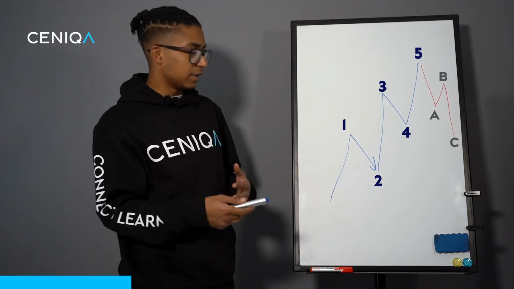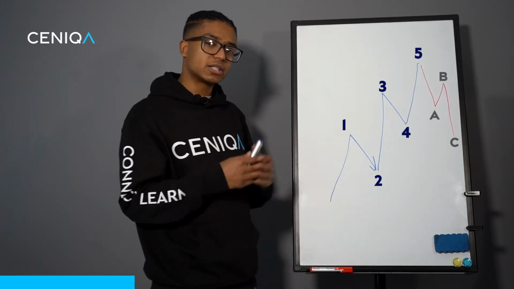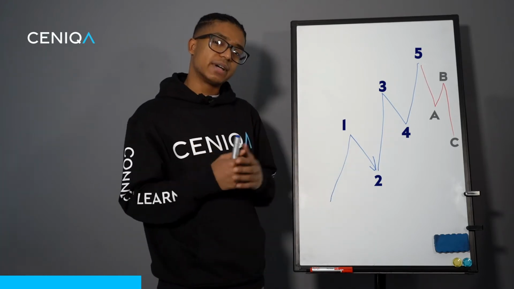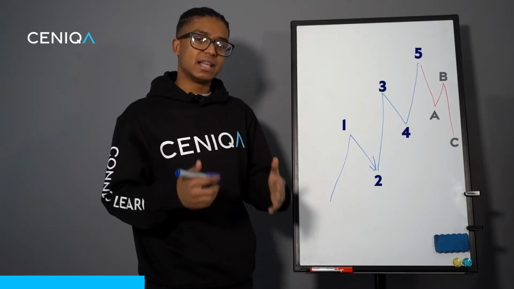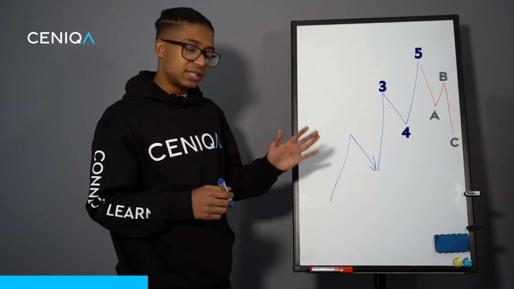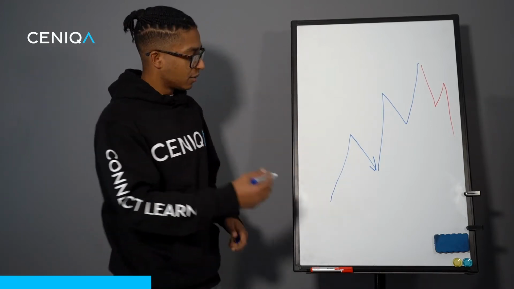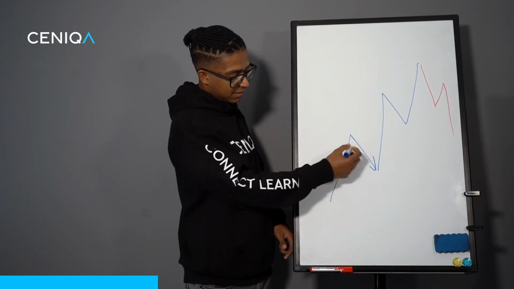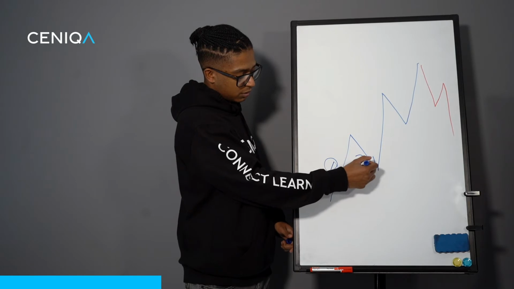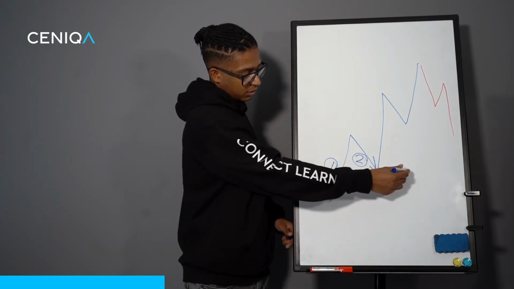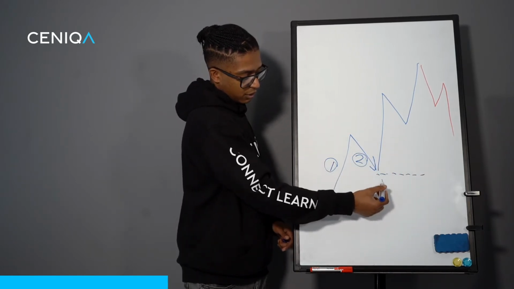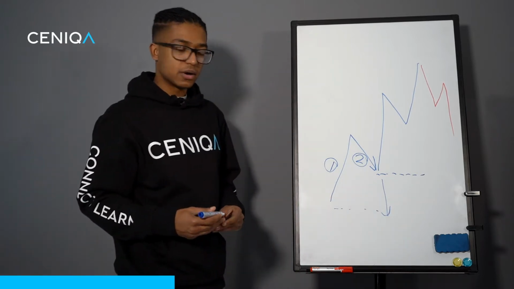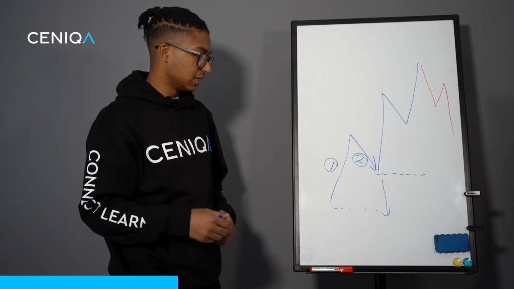Now it's important to be able to identify an Elliott wave on the charts and to be able to identify it correctly. So what we're going to cover is the properties of an Elliott wave. You can see wave 1 and then we've got wave 2. Wave 2 cannot go below wave 1. Okay? So that's the first property.